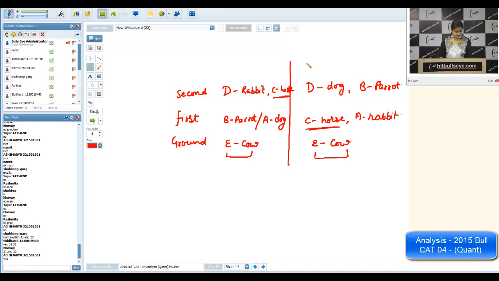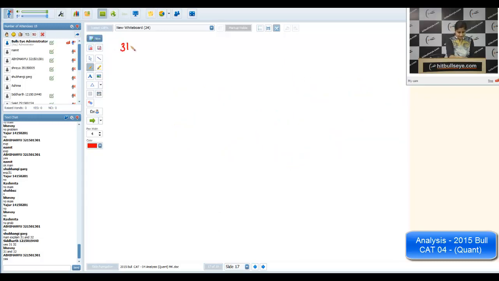Now coming to 31 and 32. I think many of the students have a problem in this. Let us start with the 31st question. I have the data with me. How many distinct real values can x take? x raised to power 6.